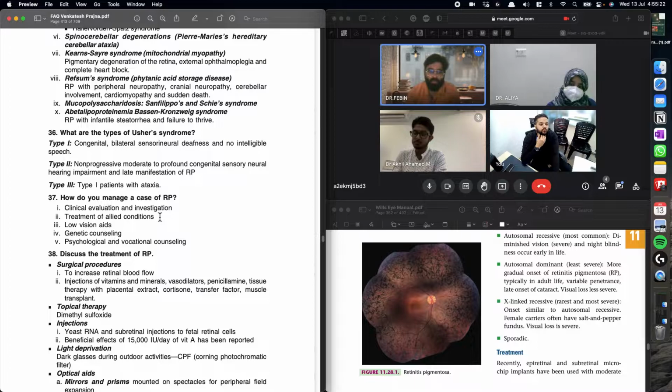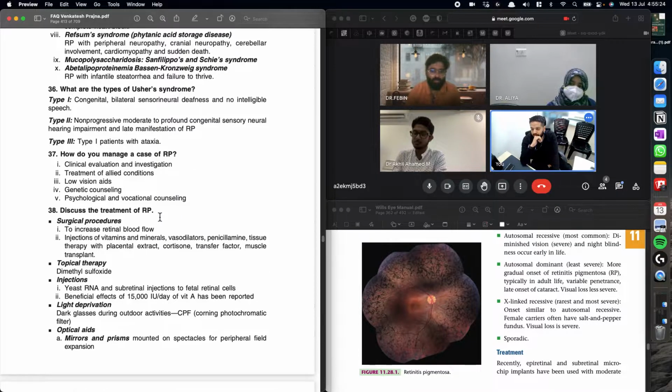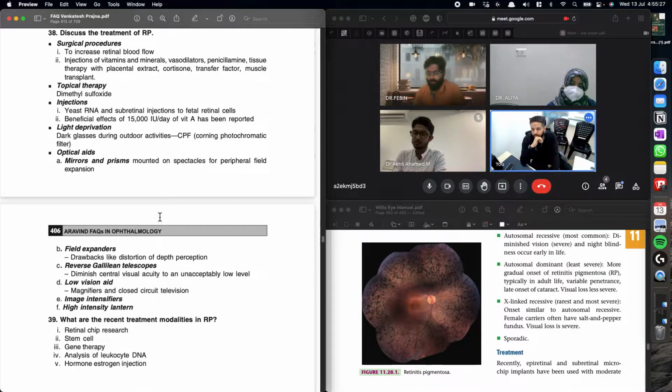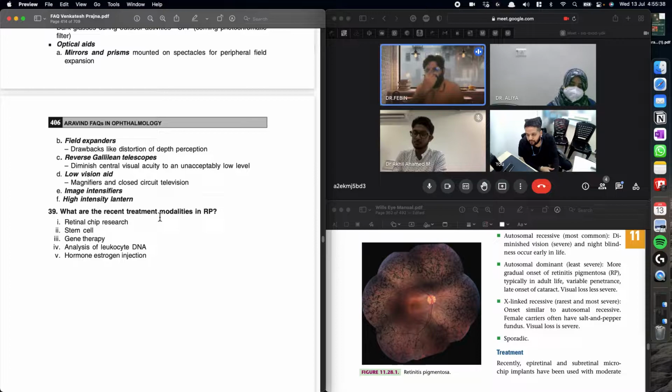What is the full form of CPEO? Chronic progressive external ophthalmoplegia. It's a very severe disease, very intense disease. Rubella also has a salt and pepper appearance. CPEO is very intense. It's very, very sad. CPEO.